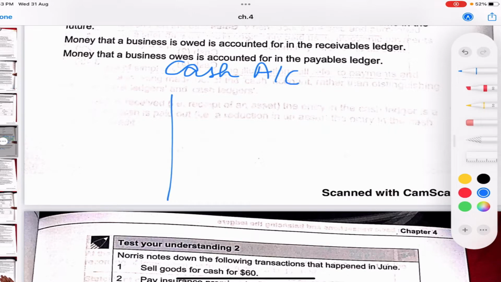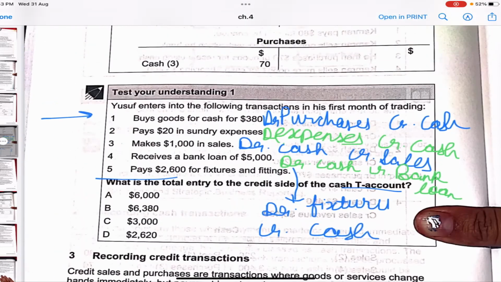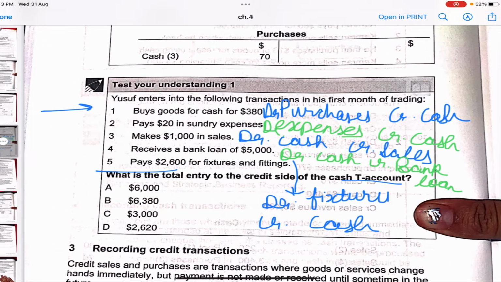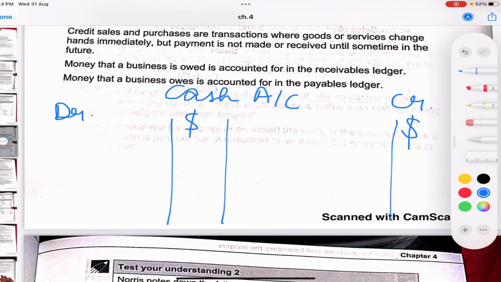which is nothing but, this is the amount wherein we have dollars, and this side is debit, this side is credit, right? So in the first one, cash gets credited with purchases. Cash gets credited with purchases. For how much? For 380. You can go and read the question again if you have any doubts.